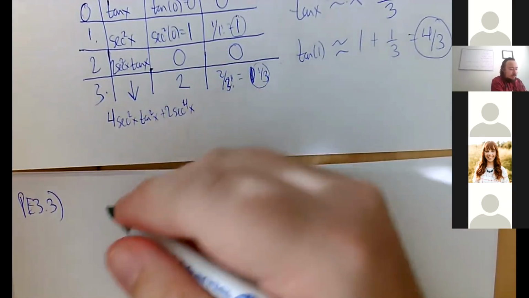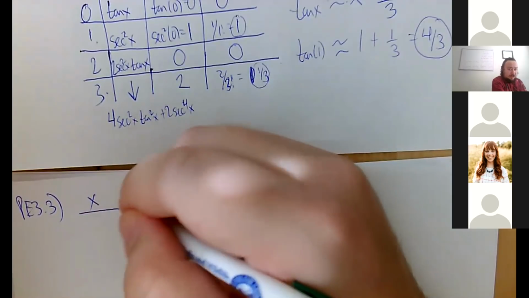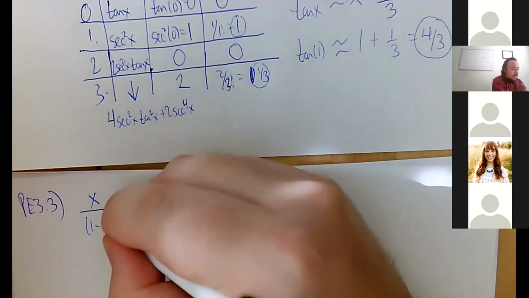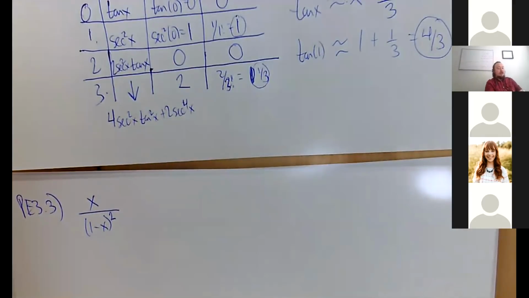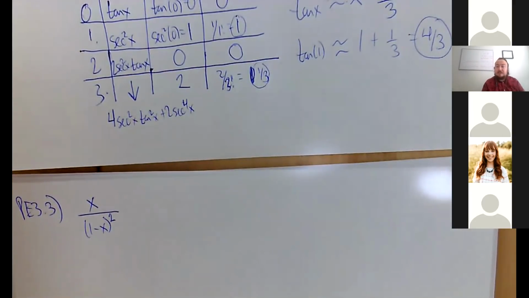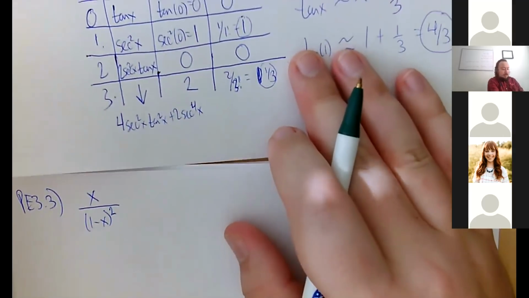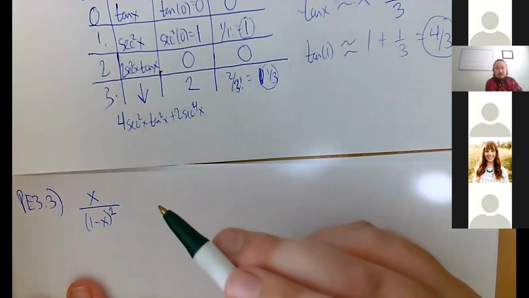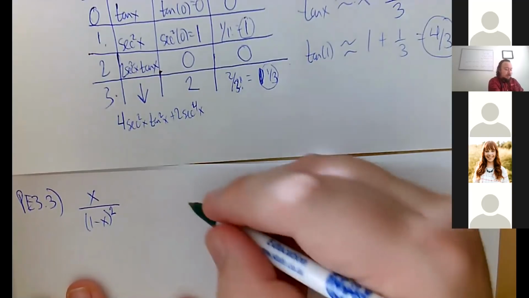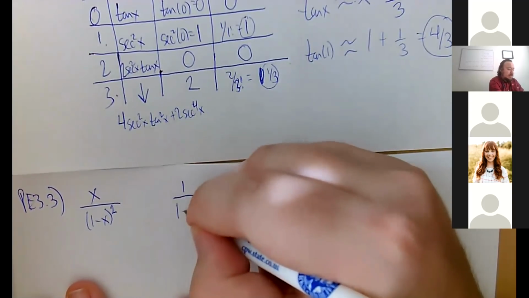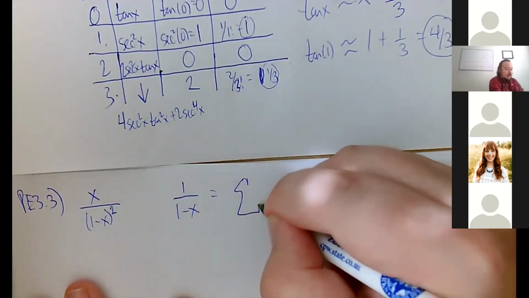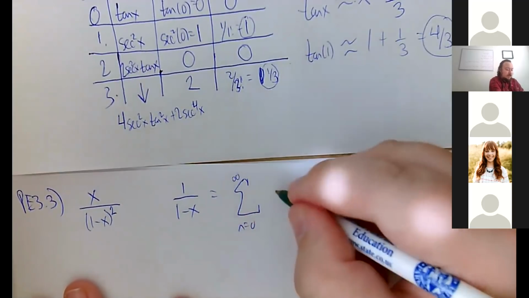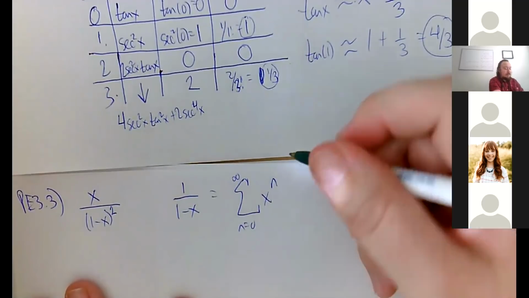Okay, so for this one, we have this function, x over 1 minus x quantity squared, and we want to find the power series representation for this function. What we need to do is start with a familiar looking power series. The closest one to this is the one for 1 over 1 minus x, which is the sum from 0 to infinity of x to the n.